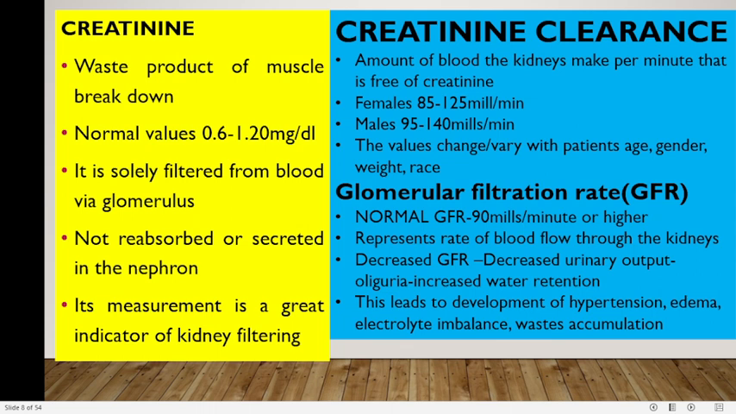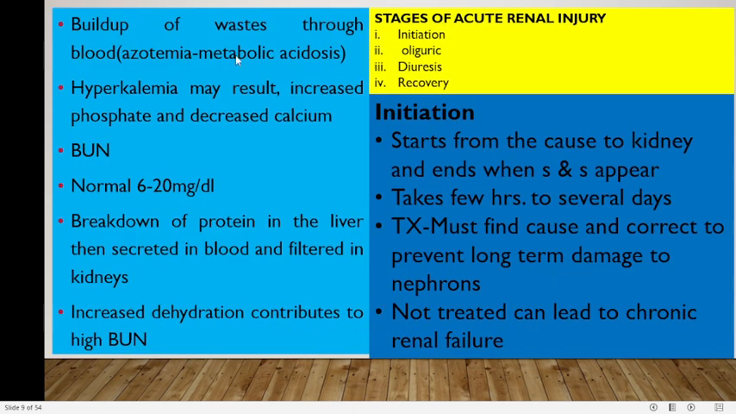So when there is increased water retention, what results, guys? It leads to development of hypertension. We have issues to do with edema, electrolyte imbalance, and more waste accumulation in the body. So buildup of waste in the blood, the one that we refer to as azotemia, normally results in metabolic acidosis, from which hyperkalemia may result, okay, and you have increased phosphate. And when you have increased phosphate, you know it normally binds with calcium, so calcium reduces.